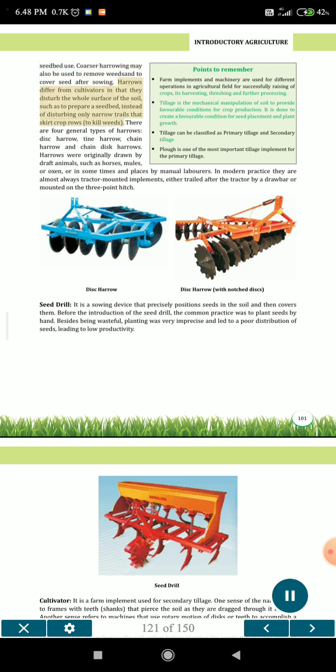Harrows differ from cultivators in that they disturb the whole surface of the soil, such as to prepare a seedbed, instead of disturbing only narrow trails that skirt crop rows, to kill weeds. There are 4 general types of harrows: disc harrow, tine harrow, chain harrow and chain disc harrows.